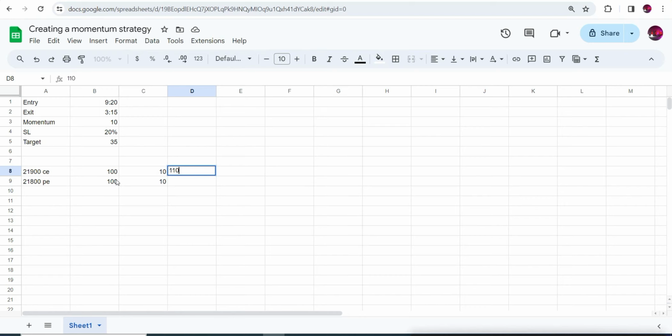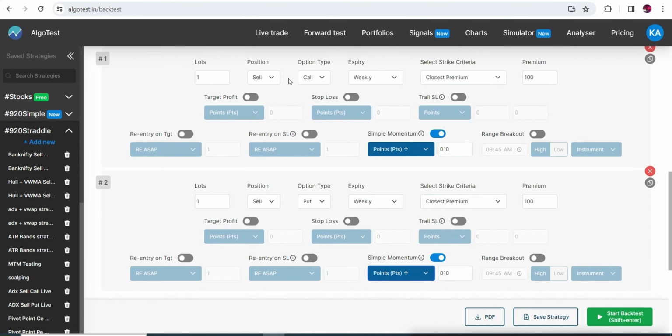So if the market moves to 110 at any point of time, it is possible that after 9:20 it moves to 110 at 9:40 or at 9:50. Whenever the market touches 110, it will take entry. In which it will take entry, we have defined here, that it will sell the call. We can also buy the call or buy the put, but currently we have selected sell the call to explain how this thing works.